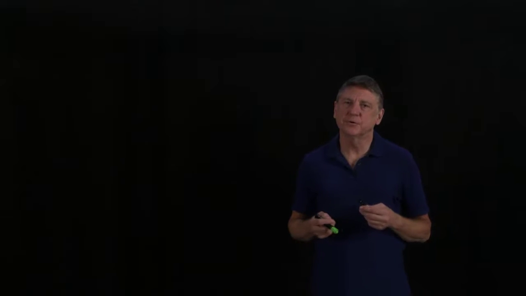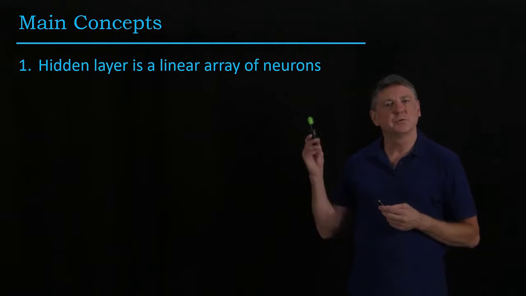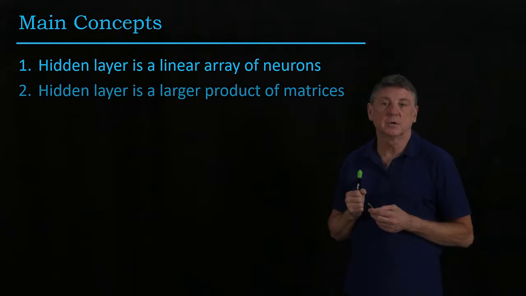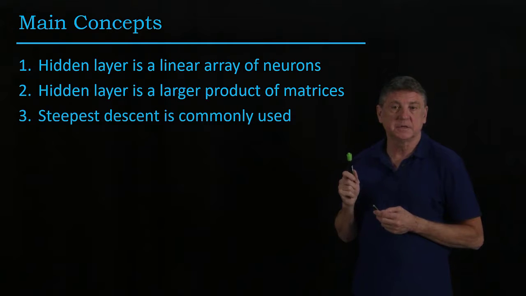Welcome. In this lecture, which has multiple sessions, we'll explore how to write a multi-layer neural network as a single objective function. The main concepts that we'll go through is we'll have a hidden layer, and that's going to be an array of neurons. The hidden layer can be represented as a product of matrices.